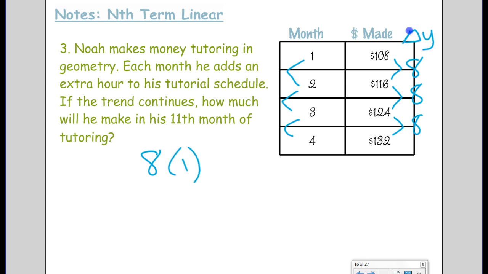They didn't give us a process column. So we're going to have to go to the bottom and kind of do the process column ourselves. So we're going to plug in 1 month. And 8 times 1 is 8.